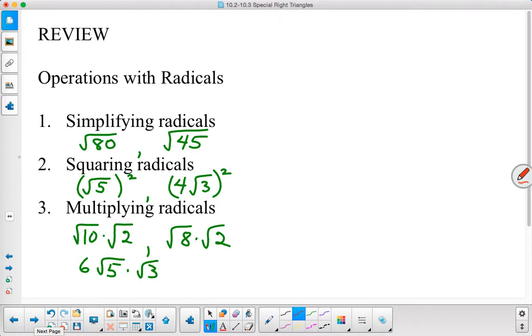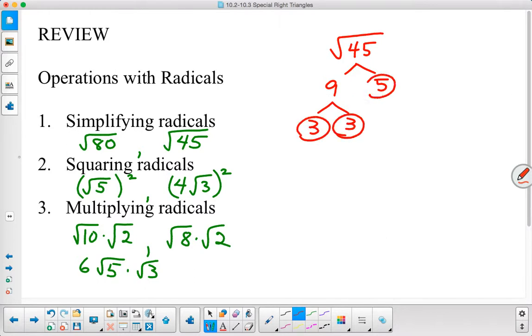Hopefully you paused it and worked through it. If not, pause this. Square root of 45 would be 9 times 5, 3 times 3. These are your primes. Square root of 3 times 3 times 5. So the 3's paired up, so a 3 comes out, square root of 5 does not. Square root of 45 simplified is 3 times the square root of 5.